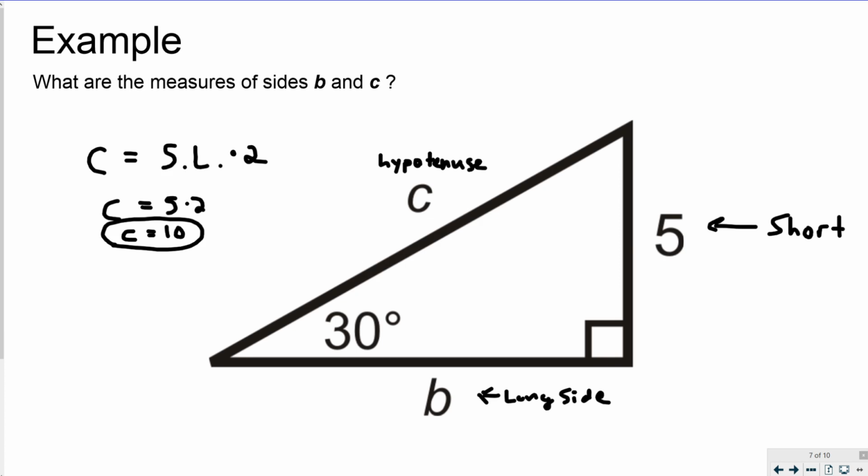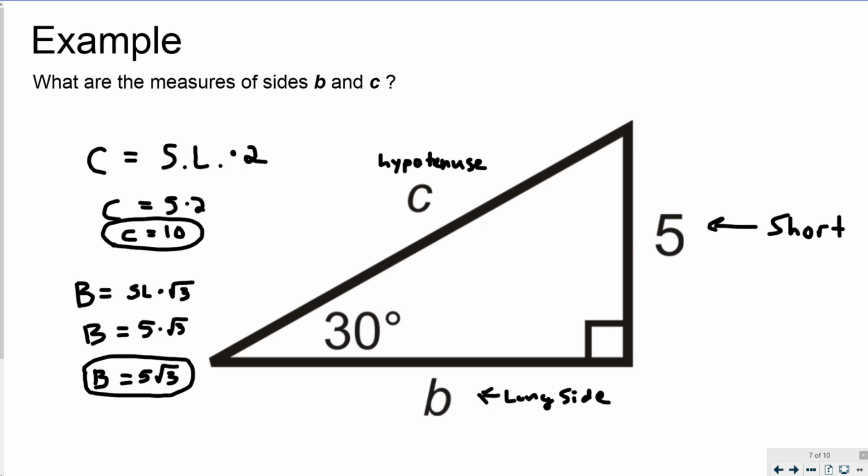For the measure of B, B is the long leg here. So what I am going to do is B is going to be equal to the measure of the short leg multiplied by the square root of 3. So I know that the short leg is 5, and I multiply it by the square root of 3 because that's the special ratio. And the only thing that I can actually do with that is say it is 5 times the square root of 3. And that's it. I can't really do anything else with that. So there's my answer. C is 10 and B is 5 times the square root of 3.